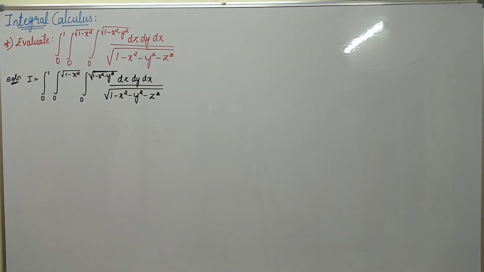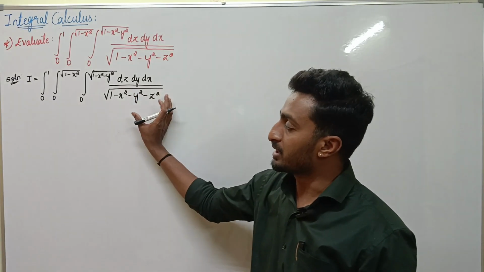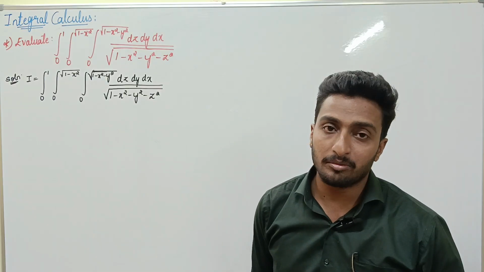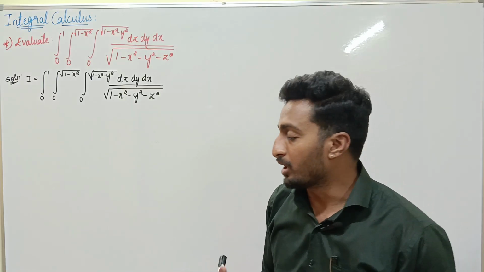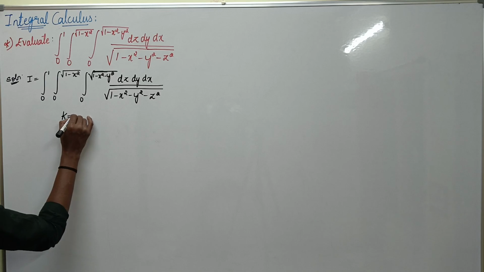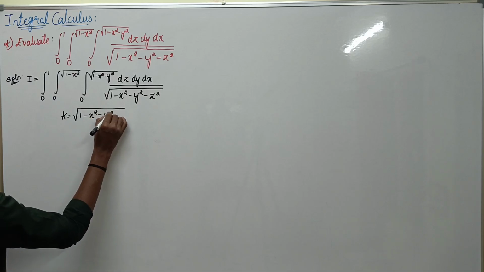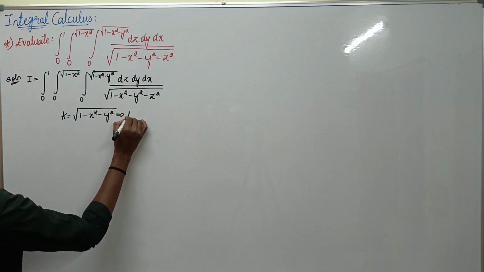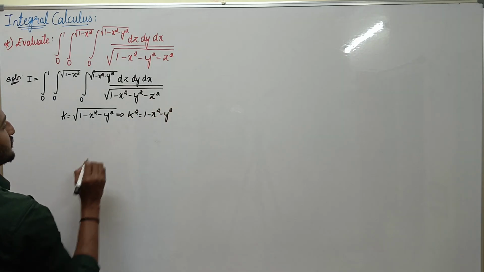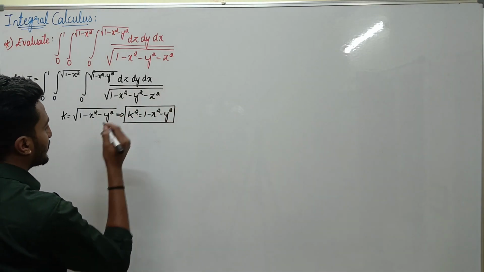Okay, now see, if you look into this problem, if you check the denominator, I need to integrate 1 by root 1 minus x square minus y square minus z square, but it will be a little bit difficult. To reduce this problem, what we are going to consider? We are going to consider k, which is equal to root 1 minus x square minus y square, which implies k square is equal to 1 minus x square minus y square. I am going to reduce this with respect to this. Why? Because we will get to know now.